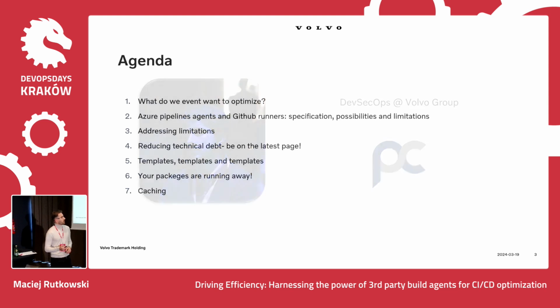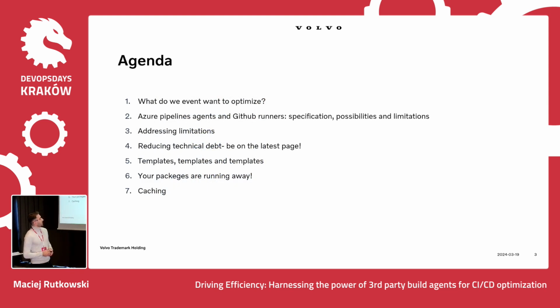Let's dive into the agenda of today's presentation. The first question is, what do we even want to optimize? Then we get an overview of Azure Pipelines agents and GitHub runners, their specification, possibilities, and limitations. So some dry config, just to have the fundamentals ready. Then, based on a case study, we'll go into the next topics: reducing technical debt when it comes to VM images, templating our workflows, locking our dependencies, and caching solutions.